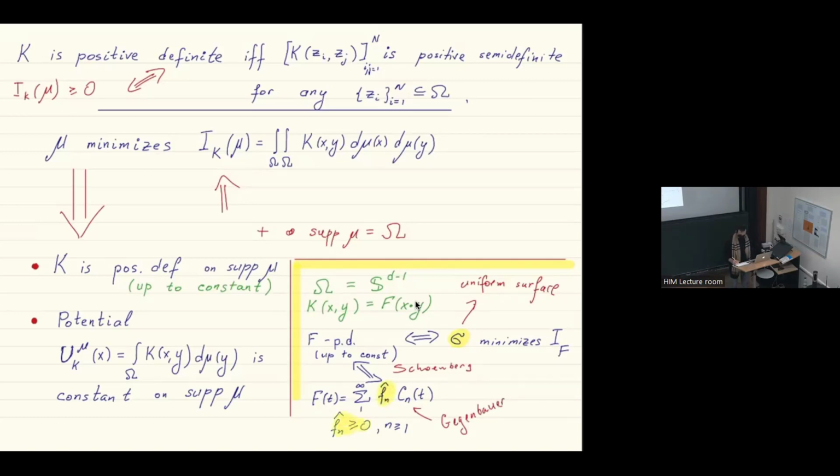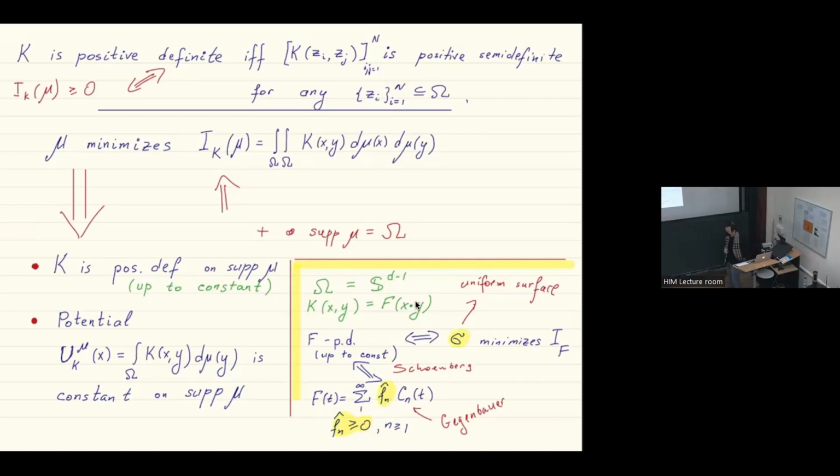Well, starting with the first one, the constant coefficients, everything is up to a constant, doesn't matter. On the sphere, this answers the question of when the uniform measure sigma minimizes the energy. In other words, when minimizing energy imposes uniform distribution, the kernel has to be positive definite up to a constant. Actually, it already gives an interesting effect.